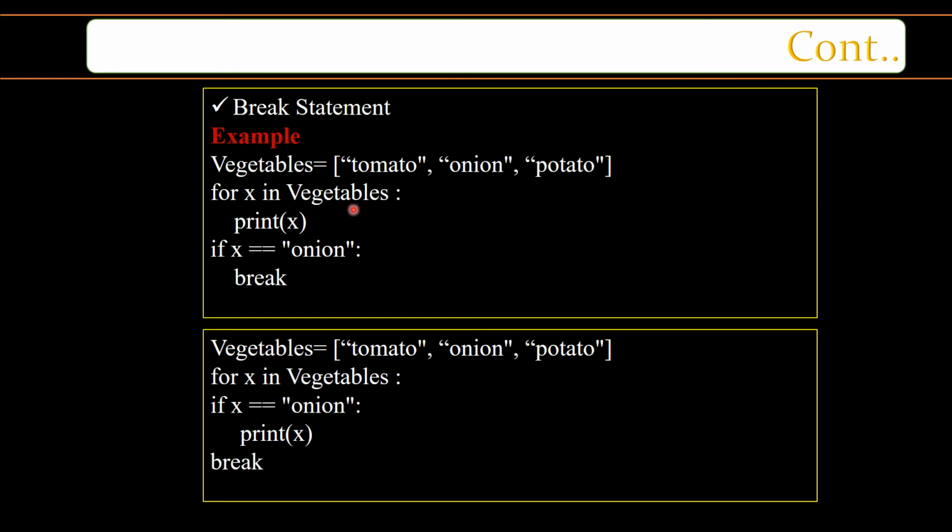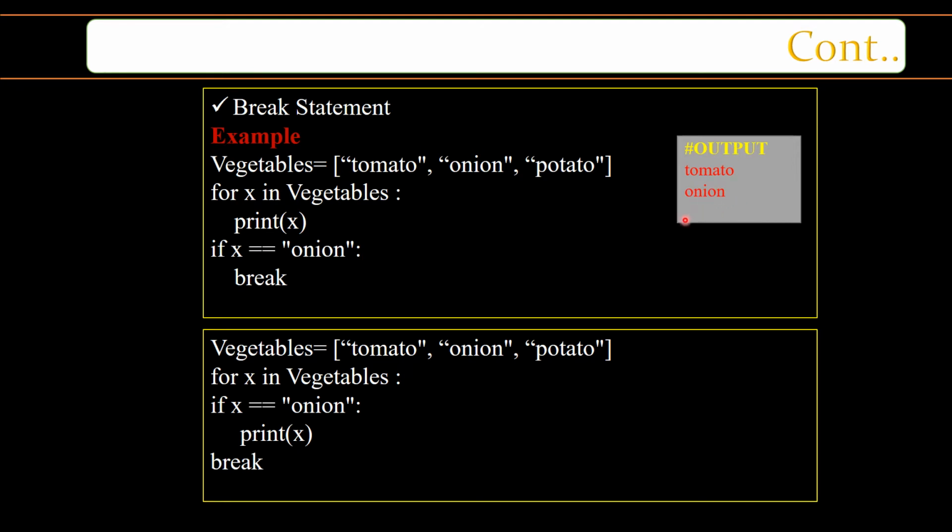First the value is tomato, so it will get printed. The next one, it takes onion, that is, here the x value is onion and it will get printed. Then check whether x is equal to onion. Yes, x value is now onion, so onion is equal to onion, and now the statement will get executed. So the output will be tomato and onion.